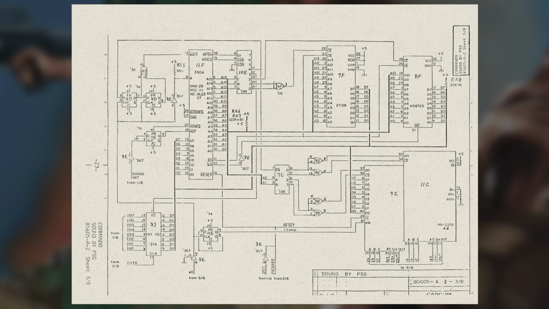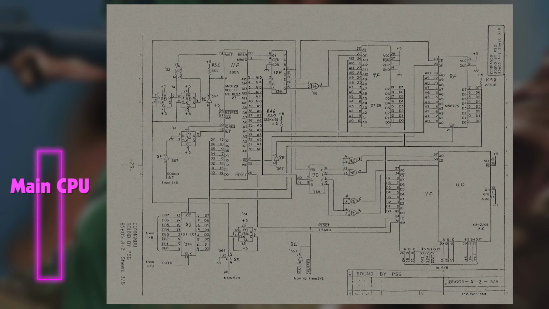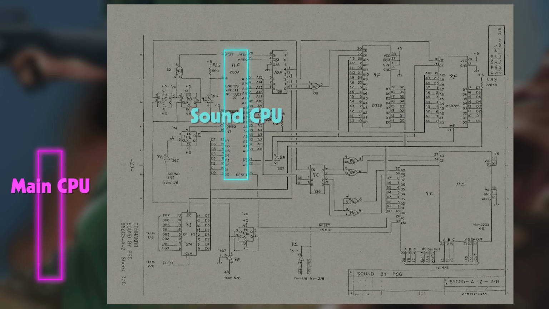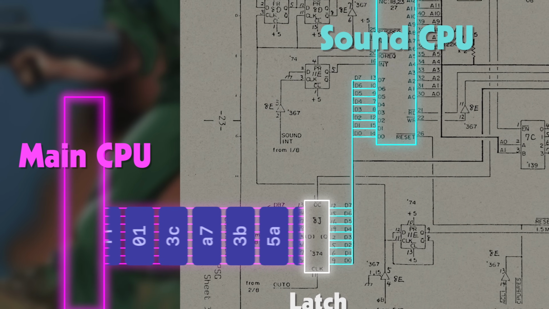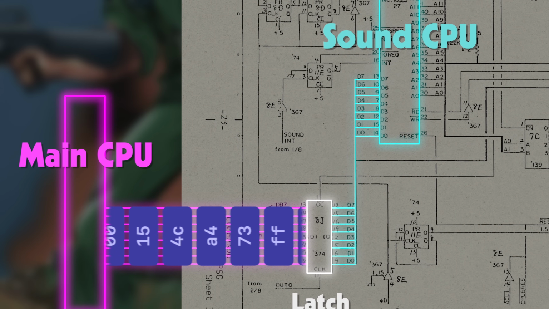Last time, we looked at the schematics for the sound hardware and found that the game's main CPU and its sound CPU are connected by an 8-bit latch. Whatever one CPU is telling the other, it's telling it through this one chip. But what is the meaning of the bytes that get sent over it?